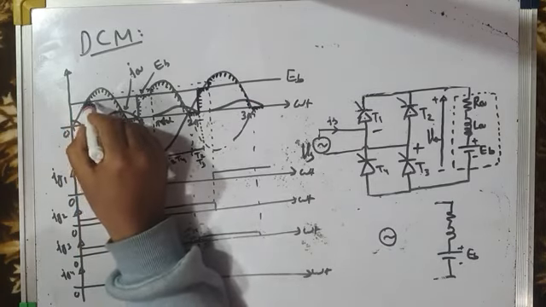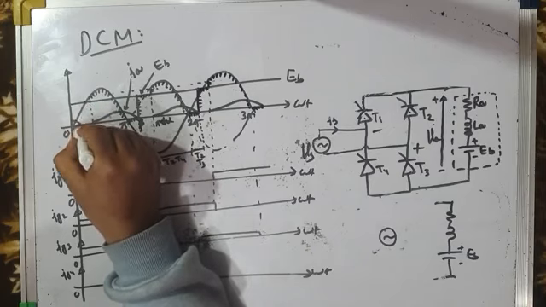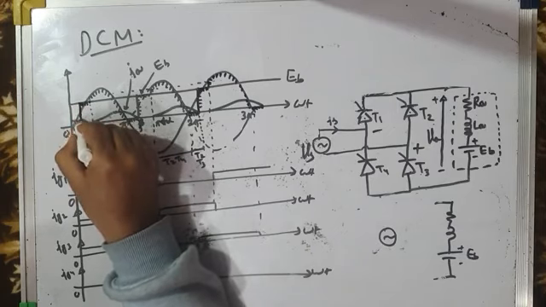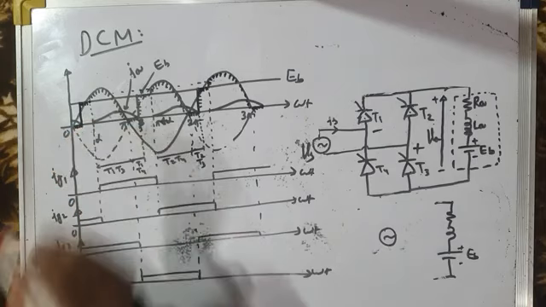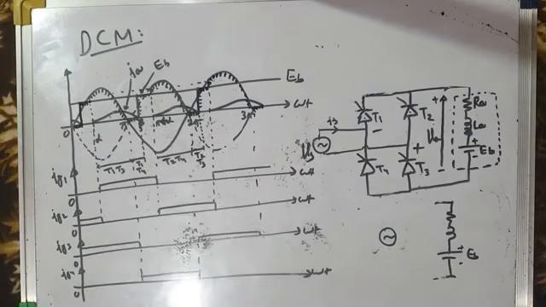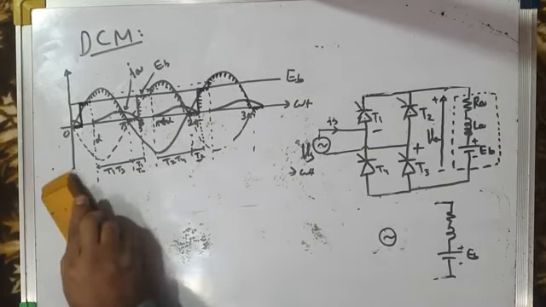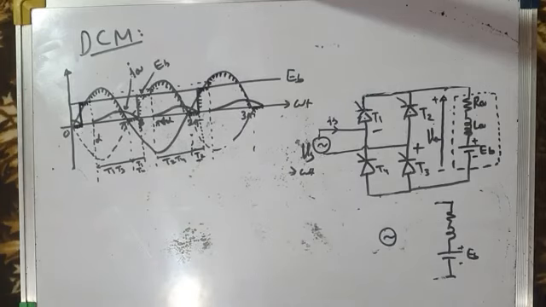Previously also it was equal to back EMF. From here to here, load voltage was equal to back EMF, and previously it was zero due to freewheeling action. So this is the nature of load voltage. Now here we can identify three intervals, instead of two intervals.